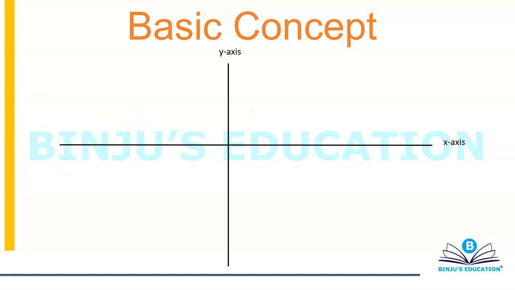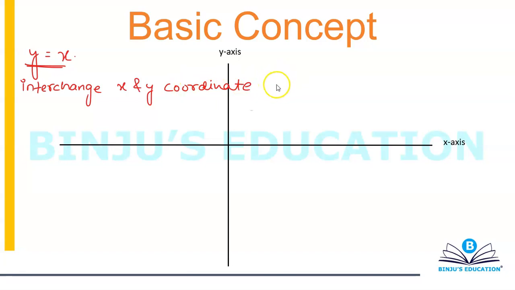All right. So case number 3 is along the line y is equal to x. I'll simply tell you the result which you need to remember. Whenever you take the reflection of a point along the line y is equal to x, what you simply do is you interchange the x and y coordinate of the object point in order to get the image point.